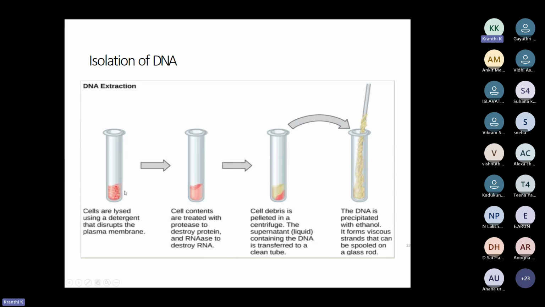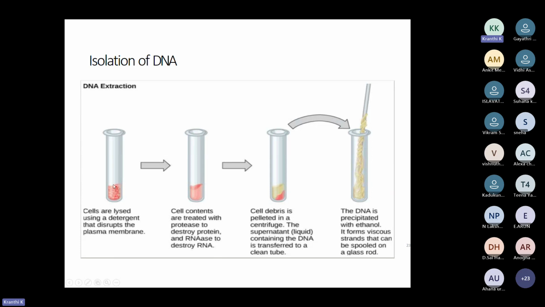First, you should lyse the cells because the DNA is present in the cells, right? You have to rupture the cells. When you use a detergent, it will rupture the plasma membrane. Later, the cell contents will be there. You add a protease, then the entire protein content will get dissolved. Then there won't be any protein, right? Then you add RNase. What is RNase? RNase will completely destroy the RNA.